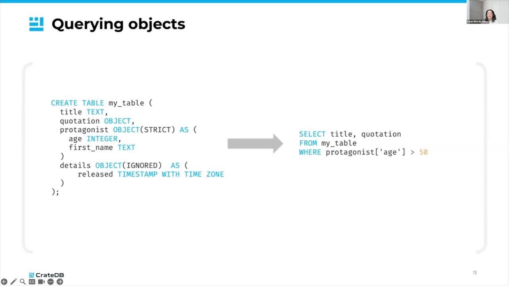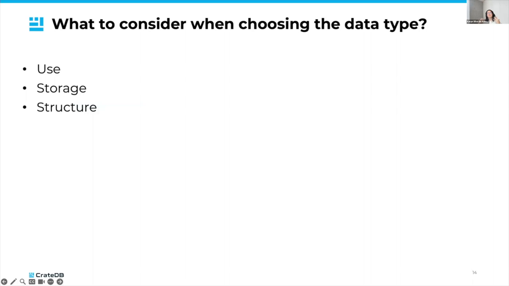But then, what should I consider when choosing the data type? And that's something that I really want to discuss with you. So there are three major things that I think you should consider. So first, use. You should always ask yourself, is the variable in question stored only for compliance reasons, or do I expect it to be queried and the data to be filtered by it or to use some aggregation functions? How am I going to use that column? I think that's the first question we may have in mind before defining any data type.